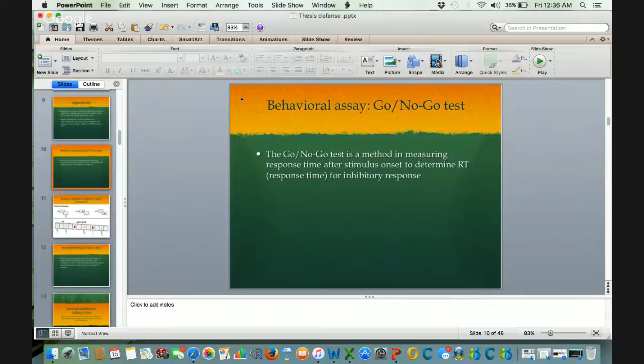So how do you test for impulse control? You can test impulse control by using what is called the go-no-go test, which is a method that measures response time after the stimulus onset and the reaction time to inhibit a response. Delays in this time or failure to inhibit the response signifies impulsive decision making.